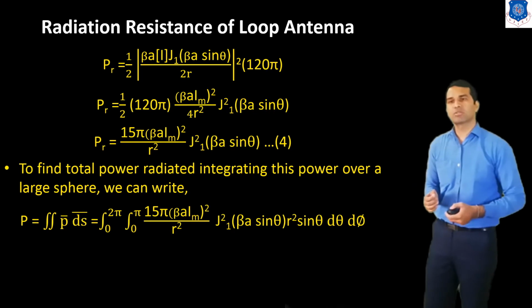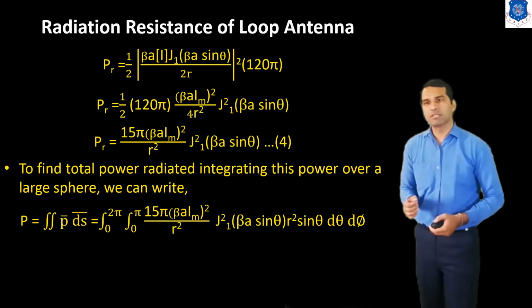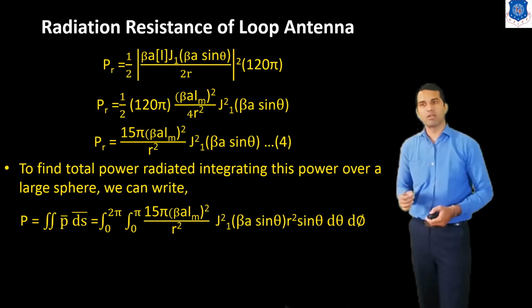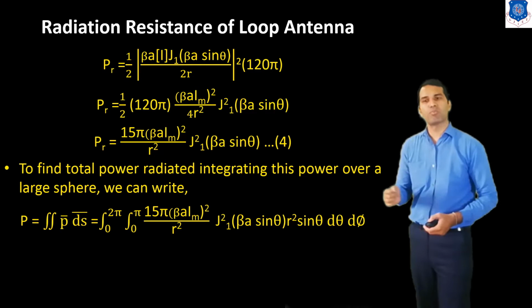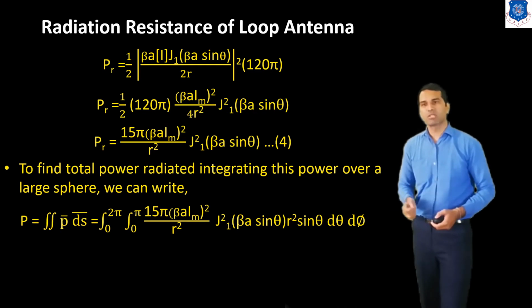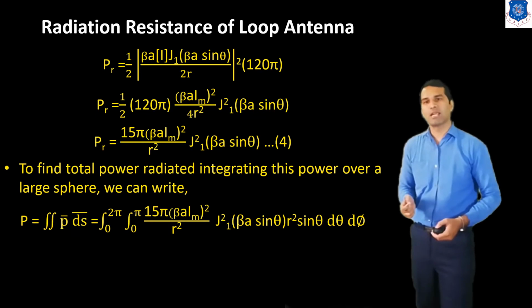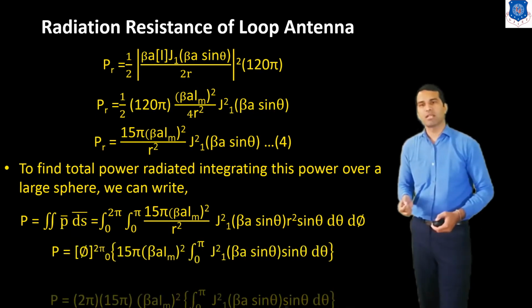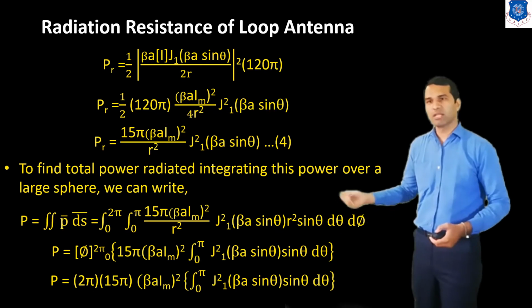So we find the total radiated power. P is equal to the surface integration, where the integration limit for phi is 0 to 2 pi and for theta is 0 to pi. And we have the equation 15 pi beta Im square upon R square J1 square beta A sin theta into R square sin theta d theta d phi. So first we integrate the d phi term.